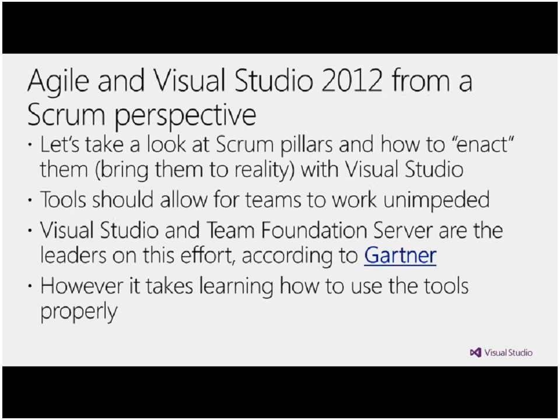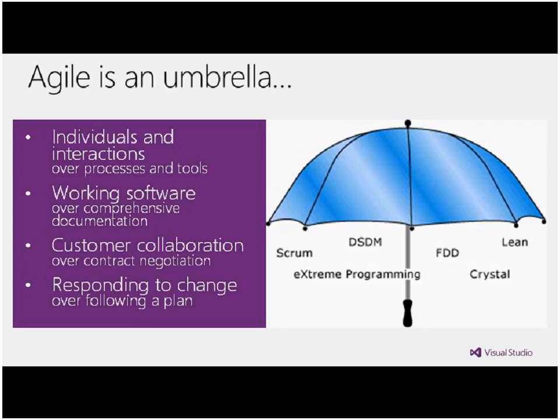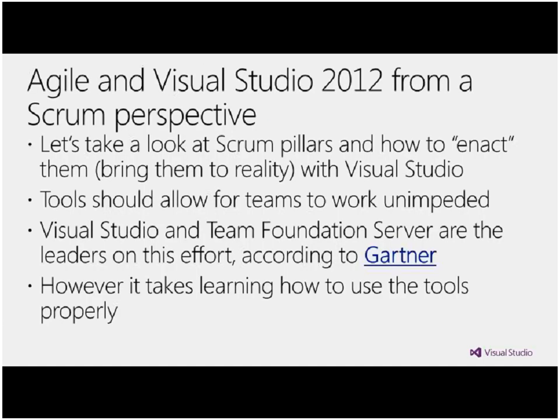Well, the main thing that I would like to say here is that if I go back to the original first principle, which is individuals and interactions over processes and tools, what does that translate to in the Agile world? It means that you want the processes and the tools to be transparent, to not get in the way of the information flow between individuals and the work that they're doing. The way that the tools can do this is by not being in the way, allowing the team to work unimpeded, right? So that the processes that you defined for Scrum and others are naturally enacted. That is, they are brought to reality as transparently as possible.